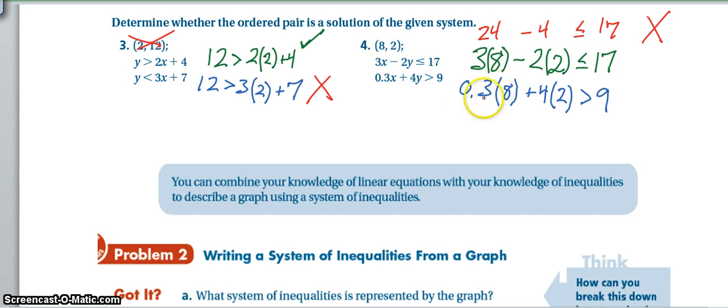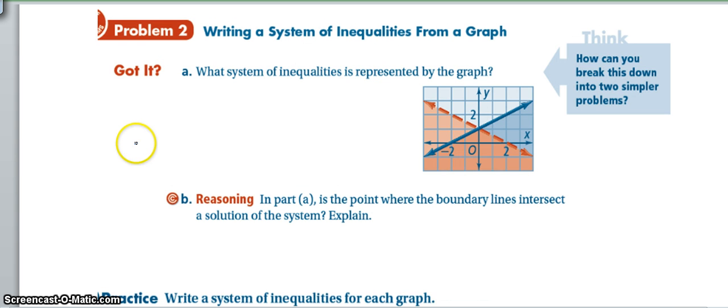Just for fun, let's come down and check this one. 0.3 times 8 would be 2.4, then plus 8 would be greater than 9. That is in fact true, but up here, this makes it all get messed up, so that is not a solution point either. Hopefully you've worked through Pearson problem 2 for this lesson and made it to the got it.